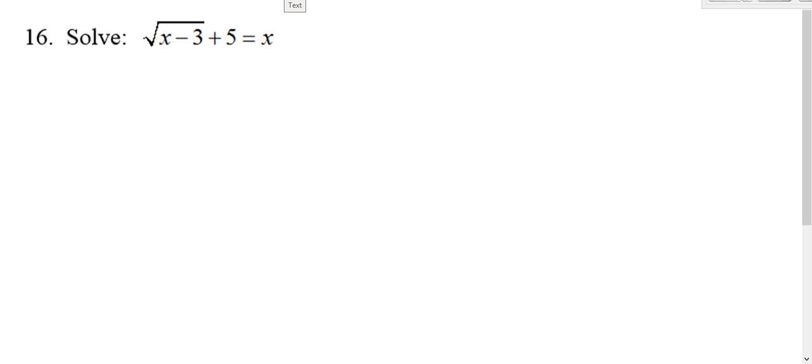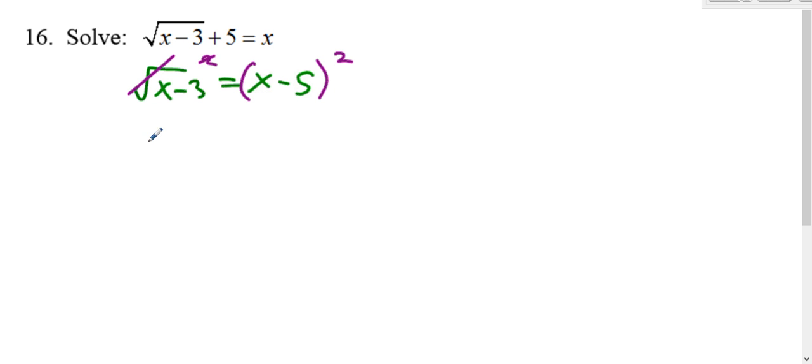So for an equation with a radical in it, first thing you've got to do is get the radical by itself. So move the 5. And since that's a square root, to get rid of the square root, we're going to square both sides. Squares cancel square roots.